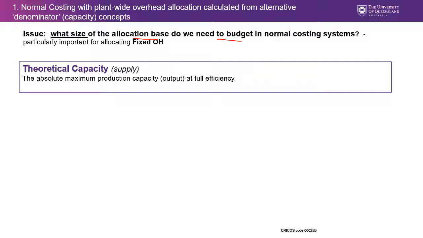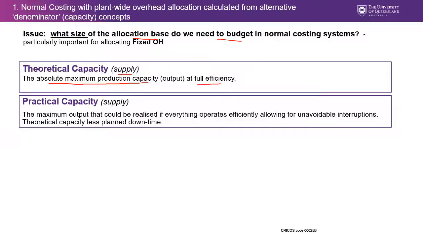So we can choose a theoretical capacity, which is supply side capacity. So this is how much absolute maximum production capacity at full efficiency. So if we are working constantly at our full efficiency, this is how much we could supply, we could produce. The practical capacity is the maximum output if everything operates efficiently, but we allow for unavoidable interruptions. So it's theoretical capacity, less planned downtime, but it's really a supply side capacity.